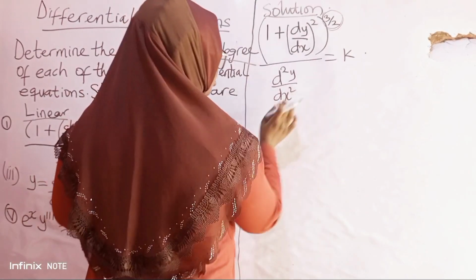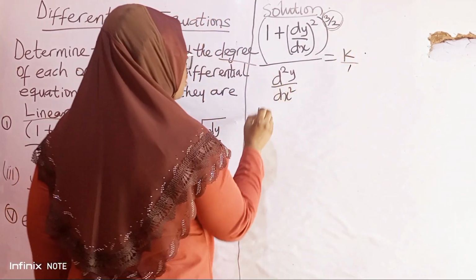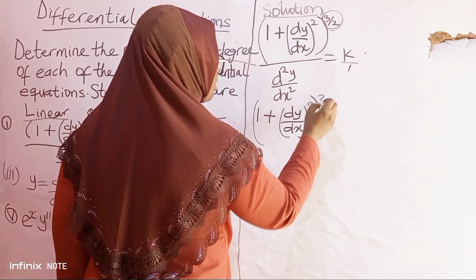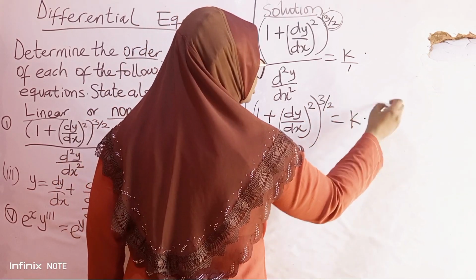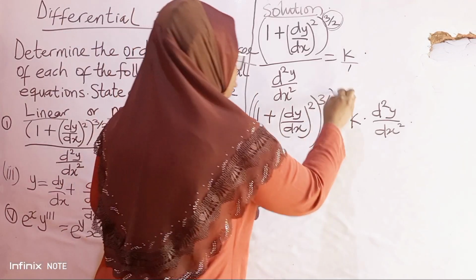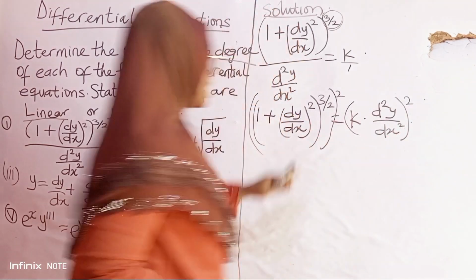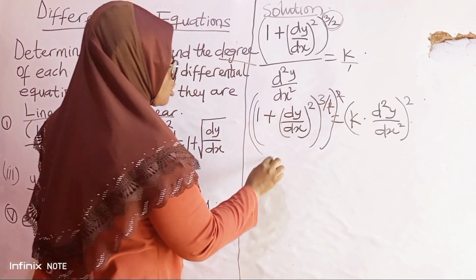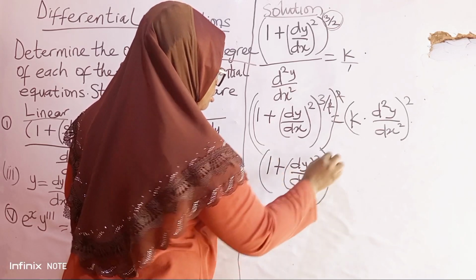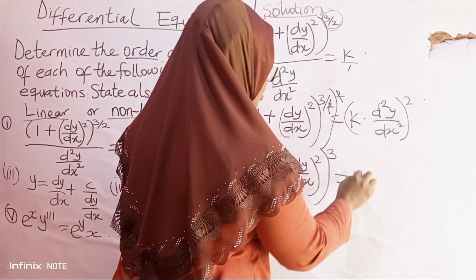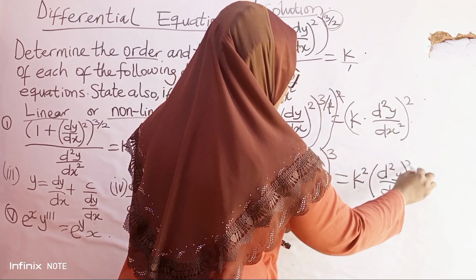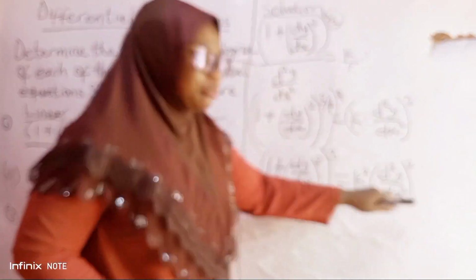The first thing is let's do cross multiplication. So we have (1 plus (dy/dx) squared), everything raised to the power of 3 over 2, equals k multiplied by d²y/dx². Having done that, the next thing is to square both sides. Squaring both sides, this one is cancelled. So we have (1 plus (dy/dx) squared) all raised to the power of 3 equals k squared multiplied by (d²y/dx²) squared. So now you can see that it's in polynomial form.